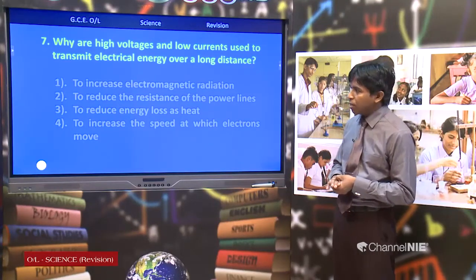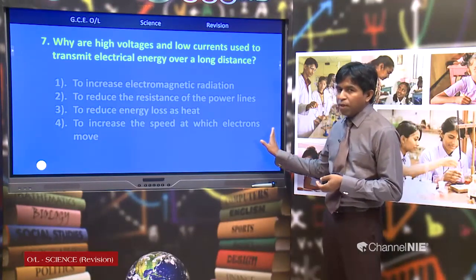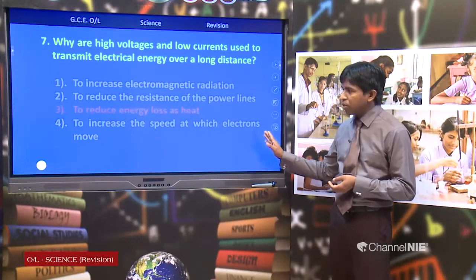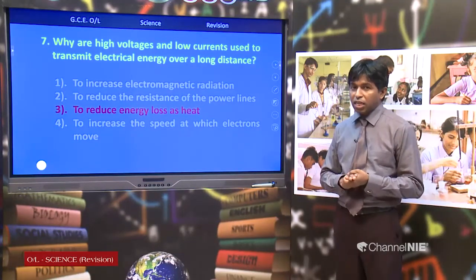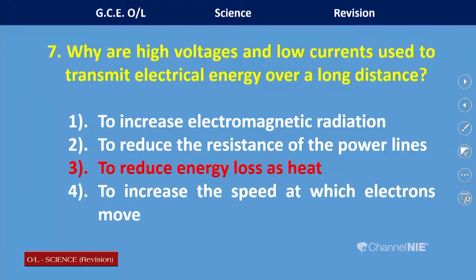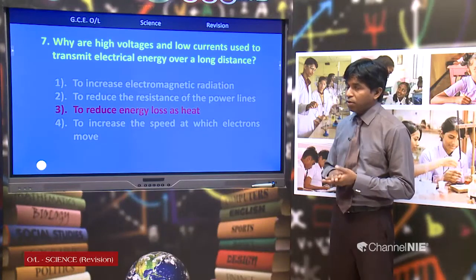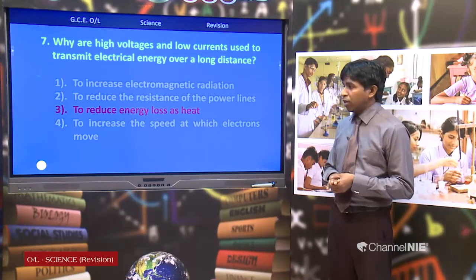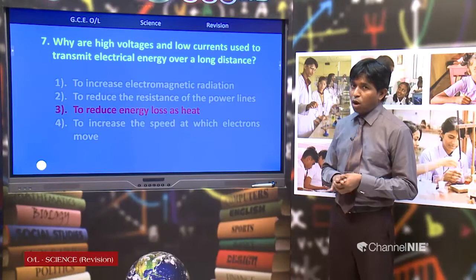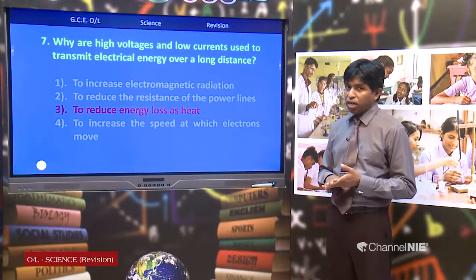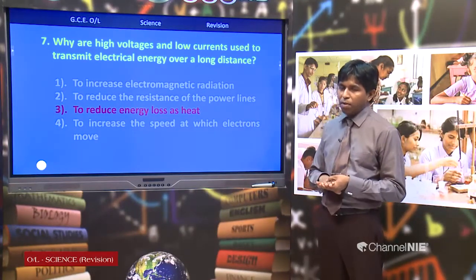So what would be the answer now? The answer will be third: to reduce the energy loss as heat during the transmission. Otherwise definitely a large quantity of electrical energy gets wasted during long distance transmission. From powerhouses to your domestic circuit or your house, there is a long distance, more than 300-400 kilometers. If you use a superconductor, then we can minimize this heat.